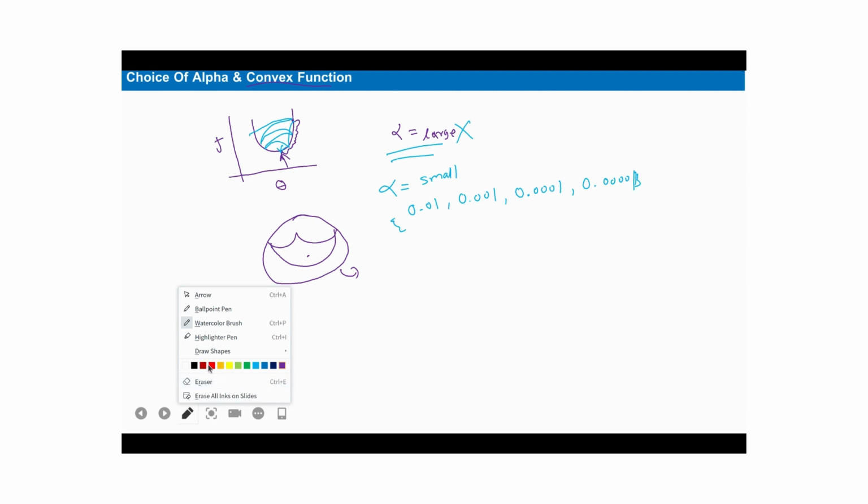Now let's move to the next topic, which is multivariate linear regression.